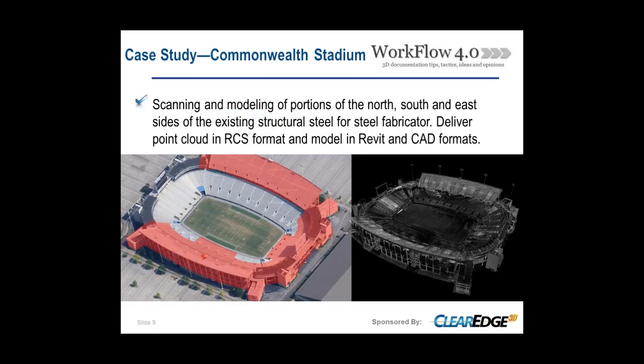So the first project, or case study, we're going to talk about is Commonwealth Stadium. As you can see in the picture to the left, I highlighted the areas that we were most concerned with on the scanning: the north, the south, and the east sides of the existing structural steel for the steel fabricator. In this circumstance, they were really concerned with what all the steel was doing in the areas where they were having to tie in. So if the steel was bowing at all, or any kind of small inconveniences that would cause them problems, they needed to know what it was doing exactly.